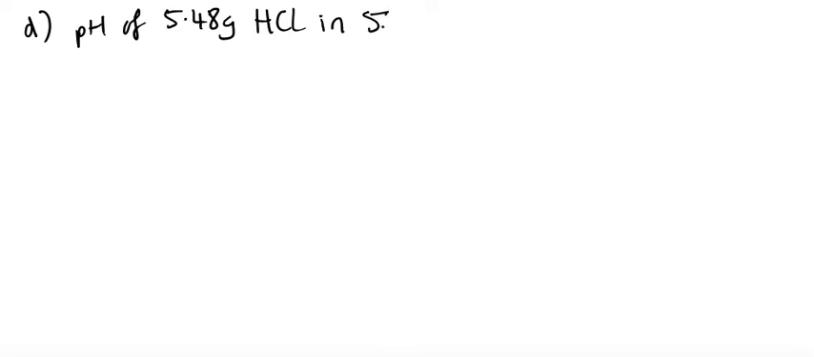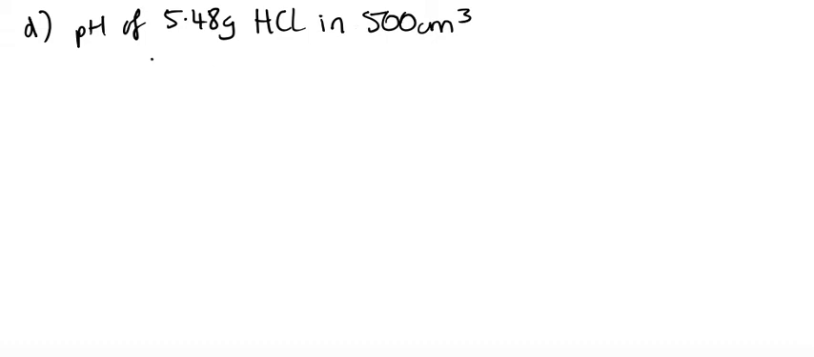So in D, we're asked to get the pH of 5.48 grams of hydrochloric acid in 500 centimeter cubed solution. So again, they've given us grams per 500 centimeters cubed. We're going to have to change that first of all to grams per litre, and then we're going to have to go from grams per litre to moles per litre.